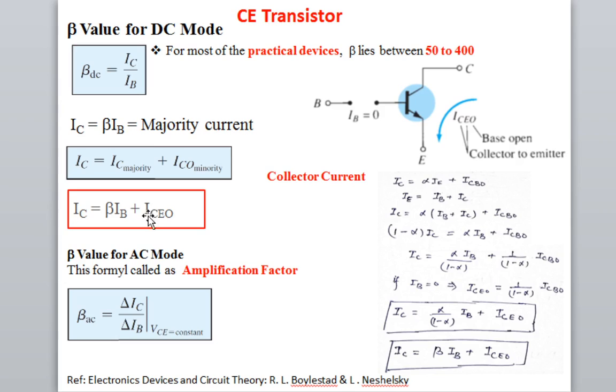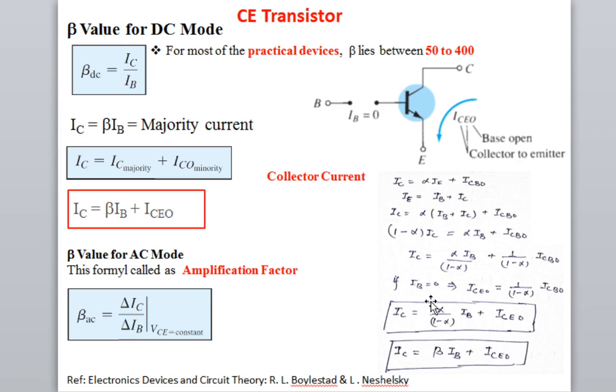So I have defined ICEO when IB is equal to 0. If IB is equal to 0, this current becomes ICEO. So IC becomes ICEO, and ICEO is equal to 1 upon (1 minus alpha) ICBO. This quantity, 1 upon (1 minus alpha) ICBO, is called ICEO. So IC is equal to alpha upon (1 minus alpha) into IB plus ICEO.